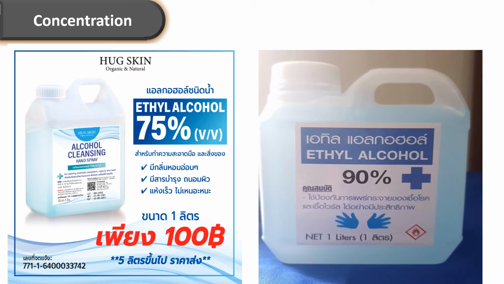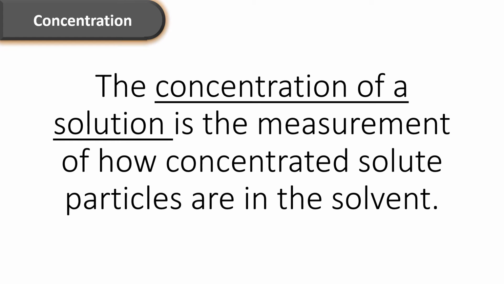To start our lesson, let's try to look at the picture about alcohol. On the left side, you have 75% ethyl alcohol, and on the right side, you have 90% ethyl alcohol. What do you think is the difference? Okay, very good. They differ in this number, 75% and 90%. So this 75% and 90% are what you call your concentration. The concentration of a solution is the measurement of how concentrated solute particles are in the solvent.